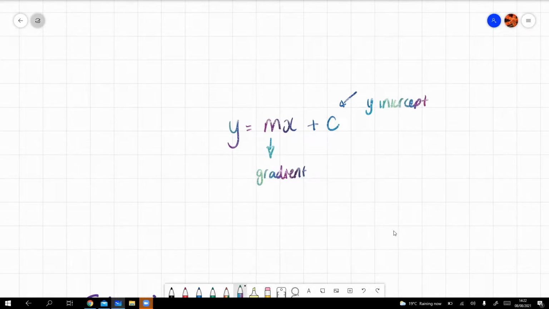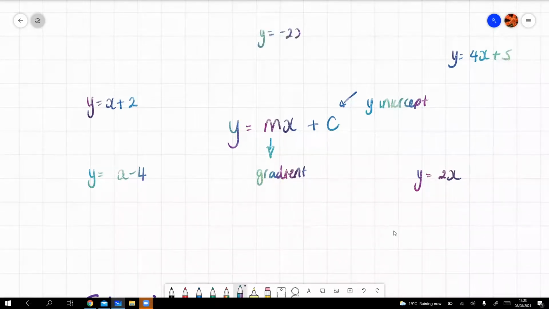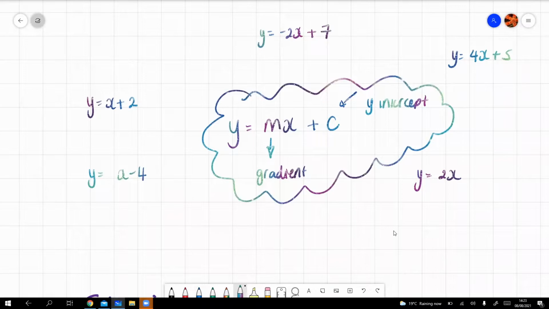So you will see in questions or assessments things like y equals x plus 2, y equals x minus 4, y equals 2x, y equals 4x plus 5, y equals minus 2x plus 7, and they're all in the form of y equals mx plus c. Obviously the plus c in y equals 2x would be plus 0, but it's a bit pointless writing that, so we leave it as y equals just 2x.